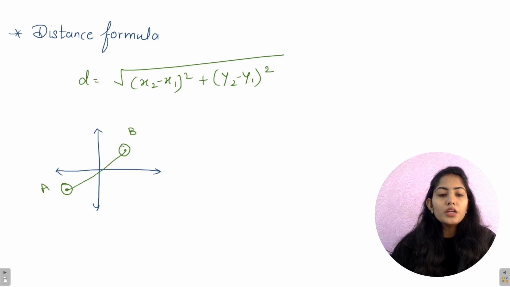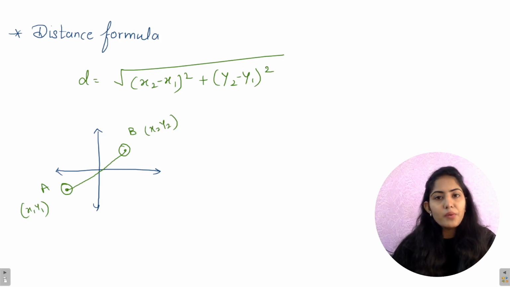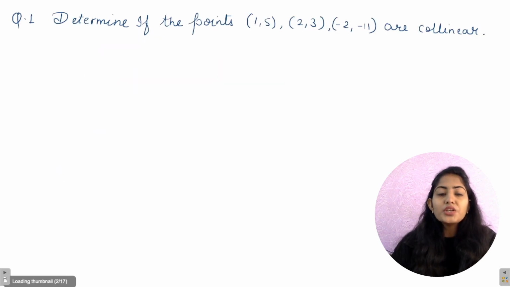Suppose the coordinate of A is x1, y1 and the coordinate of B is x2, y2. So how can you find the distance between them? This distance formula is used for that. According to the coordinates, we put the values of x2, y2, x1, y1, and we can get the distance between these 2 points. Let's come to the question. The question states: determine if the points (1, 5), (2, 3) and (-2, -11) are collinear.